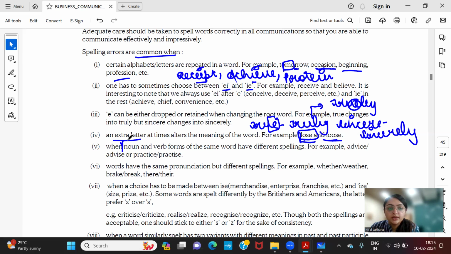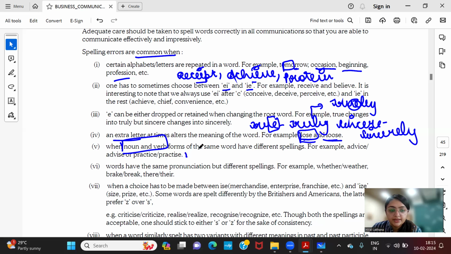Now, there are noun and verb forms that have the same pronunciation but different spellings. We saw advise and advice. Advice with a C would be the noun form of the word, and advise with an S would be the verb form of the word.